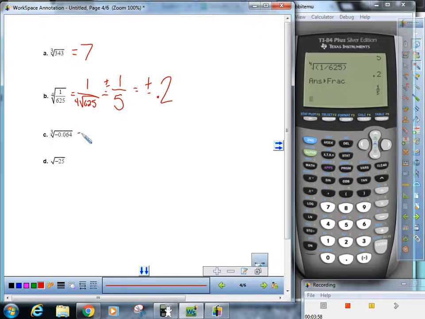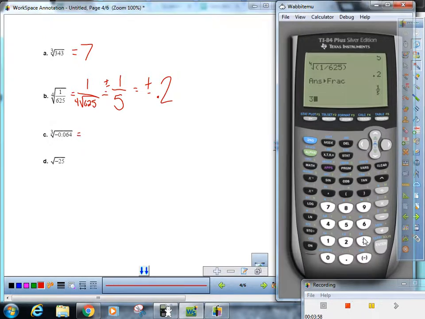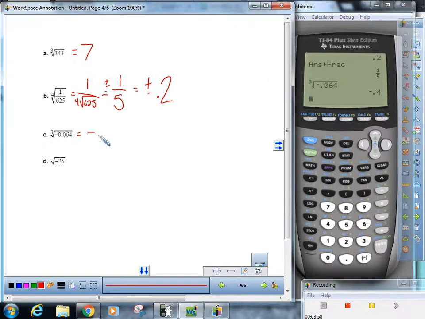And we'll show you that right here. So let's go ahead. You could just type this in exactly how it is. So 3, math, 5, negative 0.064. Oops. It'll give you the right answer. It's only negative 0.4.